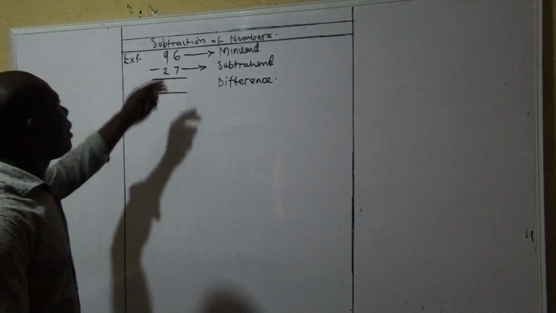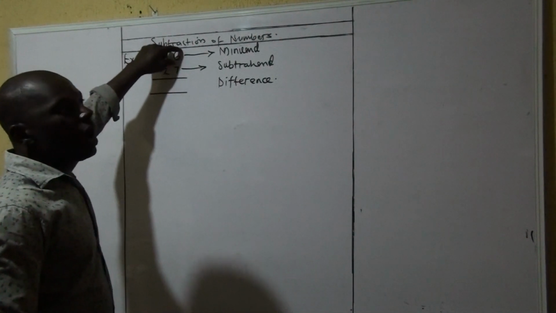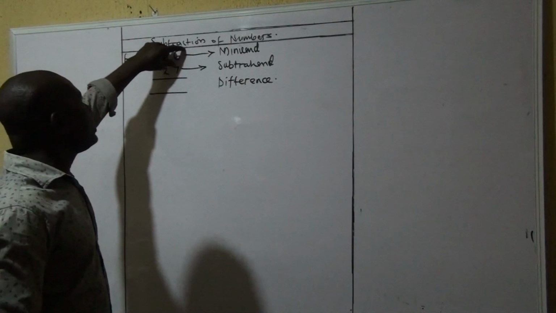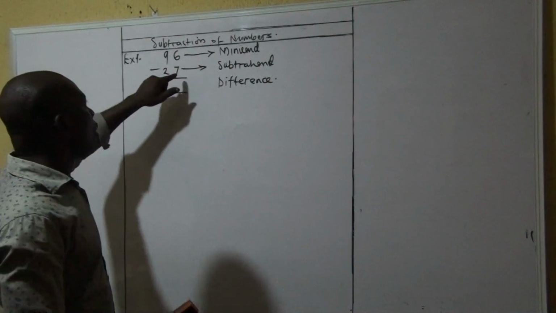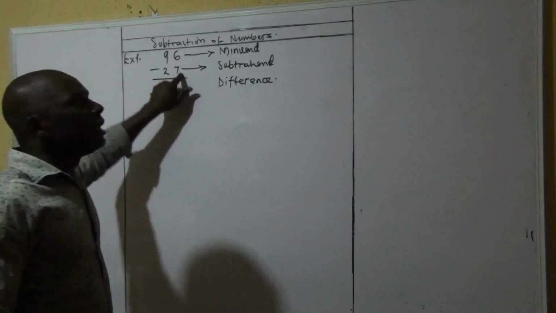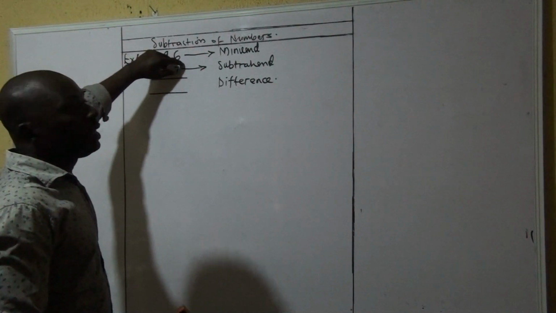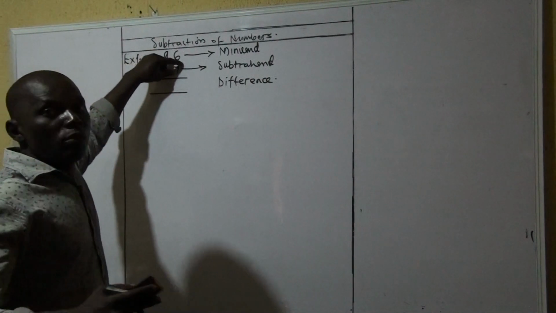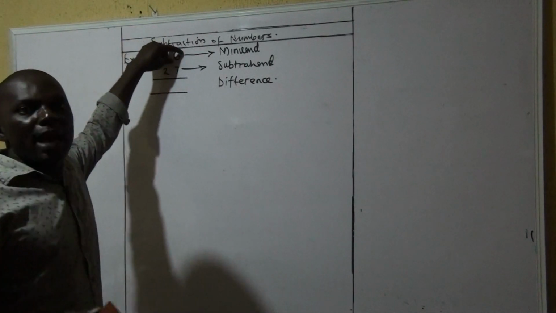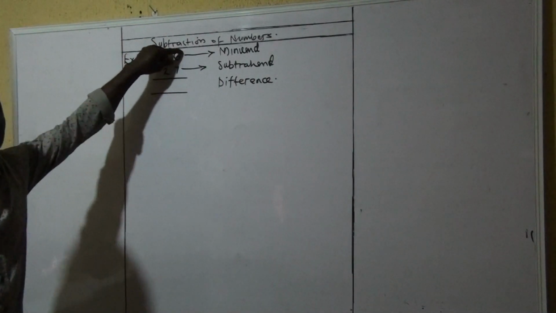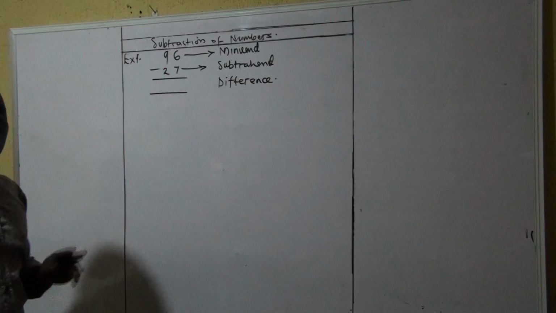Having known these two, the next thing for you to do is to see if the unit digit of the minuend is larger or lesser than that of the subtrahend. If the unit digit here of the minuend is larger than that of the subtrahend, you don't need to borrow, you just subtract and it becomes easy. But if the unit digit of the minuend is less than that of the subtrahend, that means you need to borrow from the next neighbor to your left.